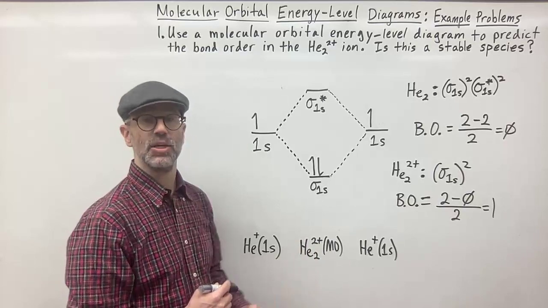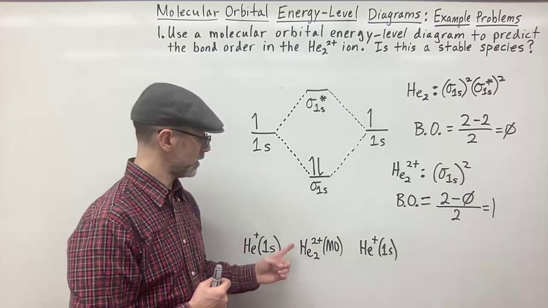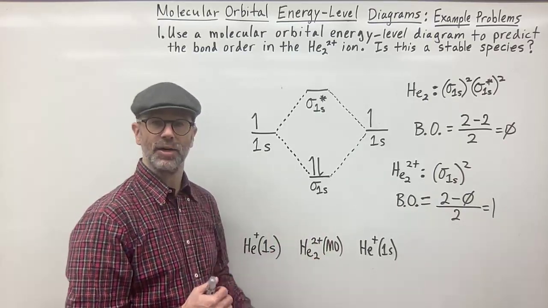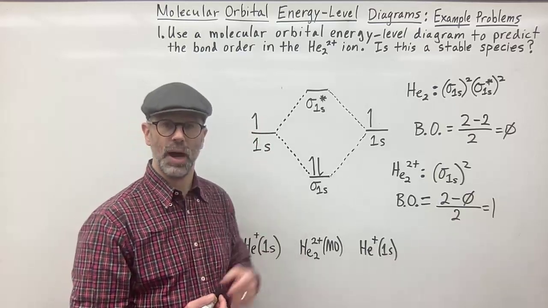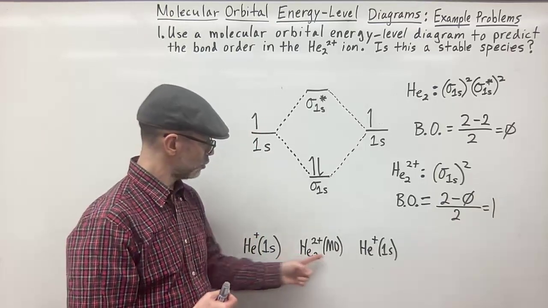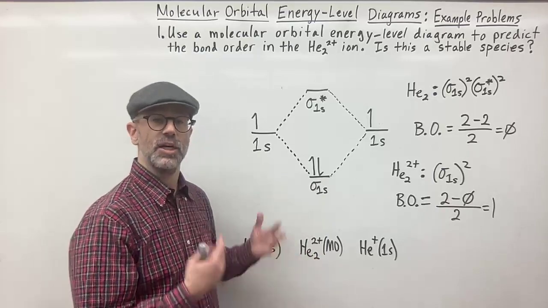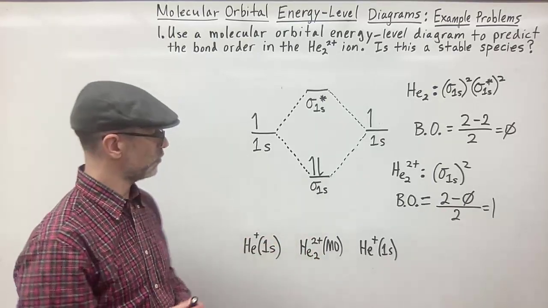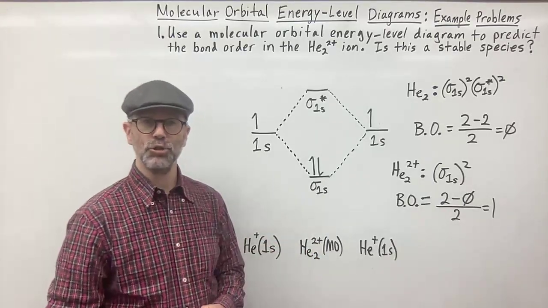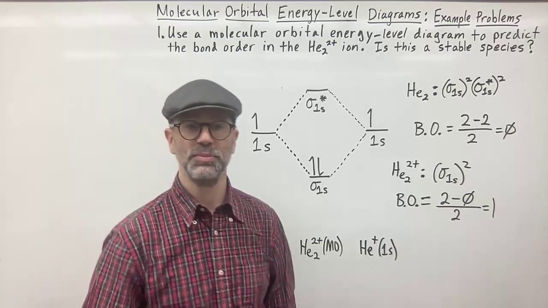So this is going to be a stable species because it's got a bond order of 1, meaning it has 1 bond between the 2 helium ions. So that's going to be a possible species. Okay, let's move on to the next example problem.